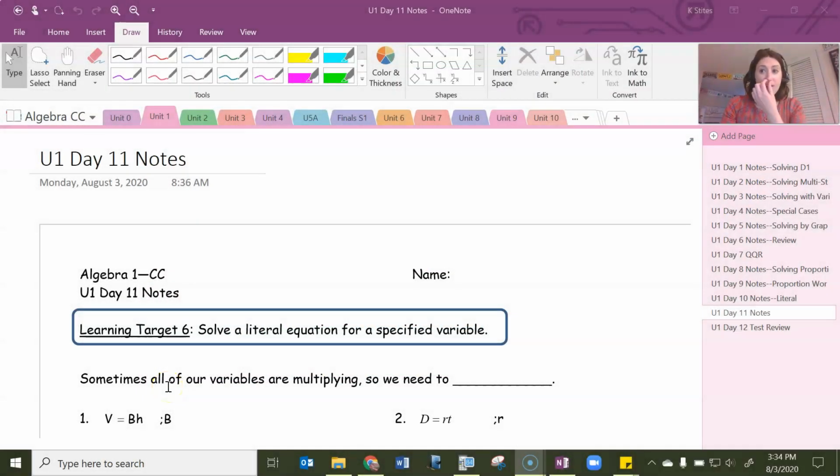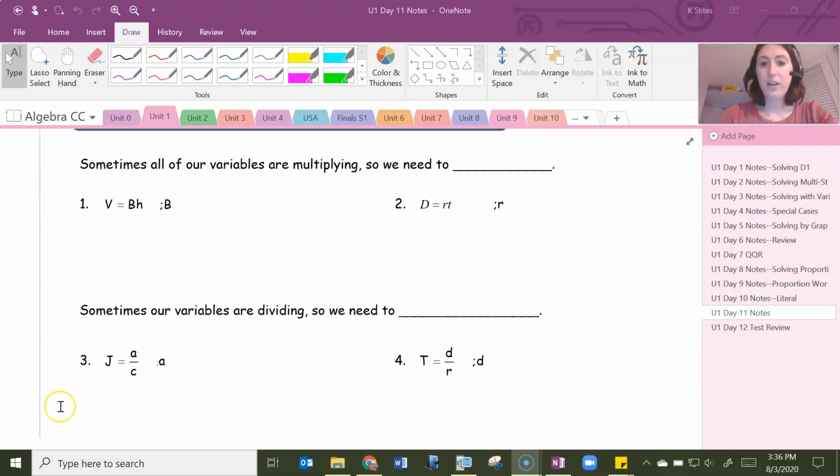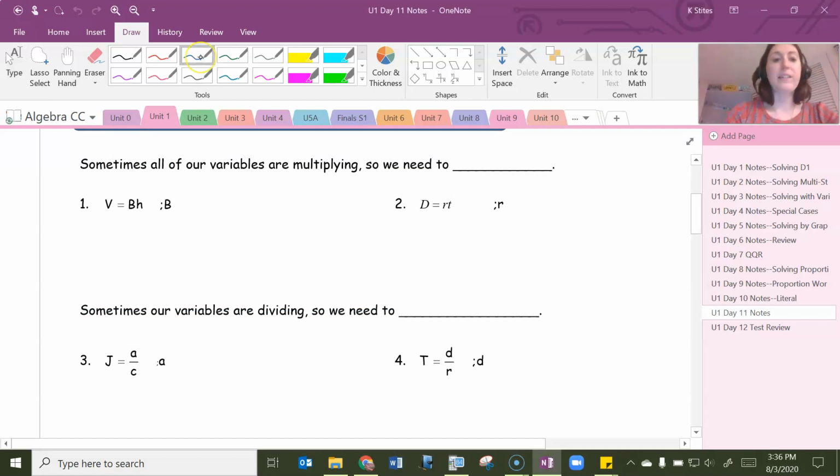All right, so we are on day 11 notes, and the next two lessons are review, and then you have your first test of the year. Okay, really, this isn't anything new. It's honestly review of yesterday. Sometimes it just helps seeing these things 2 days in a row. All right, so let's go back over the basics.